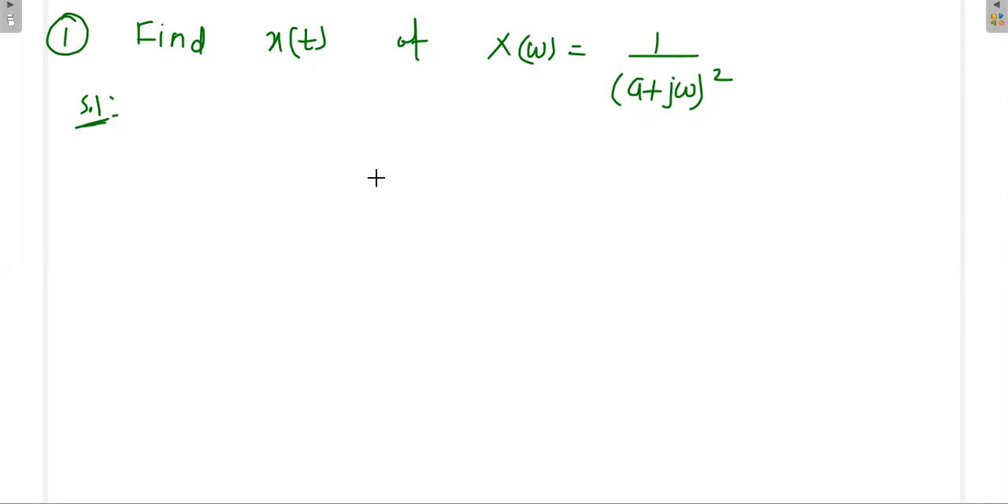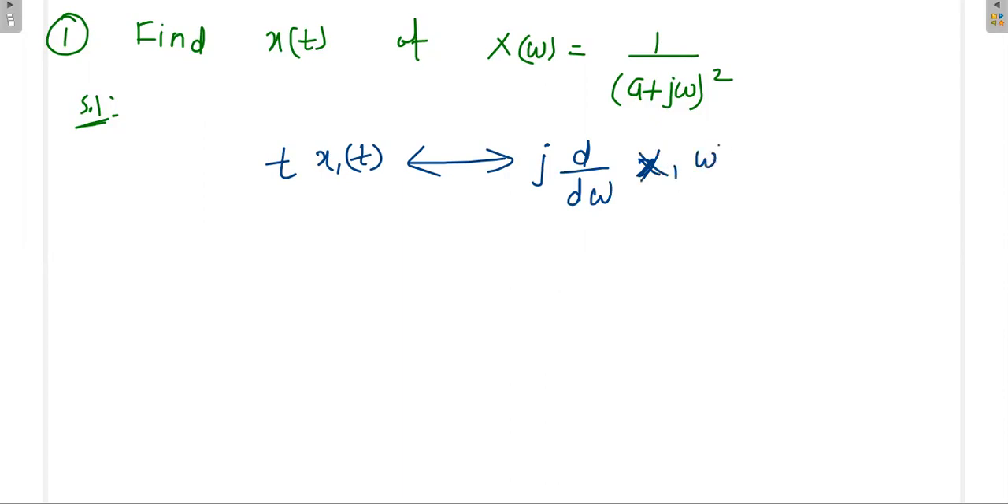Multiplication in the time domain gives differentiation in the frequency domain. If you see here carefully, suppose x1 of t is there. If I multiply with t, then the corresponding Fourier transform pair is j d by d omega of x1 of omega. So now I have to find out what that x1 of omega is. If I differentiate it, I'll be getting this term. So first we'll do that.